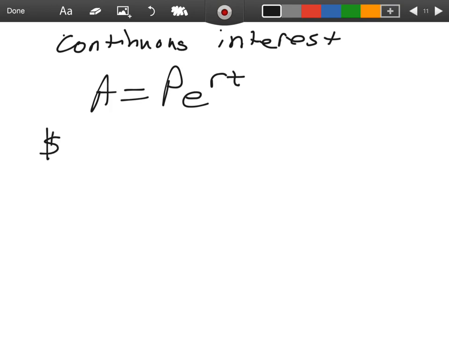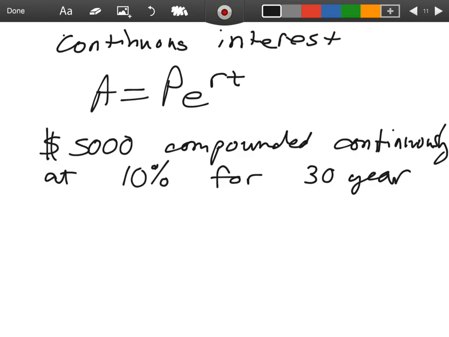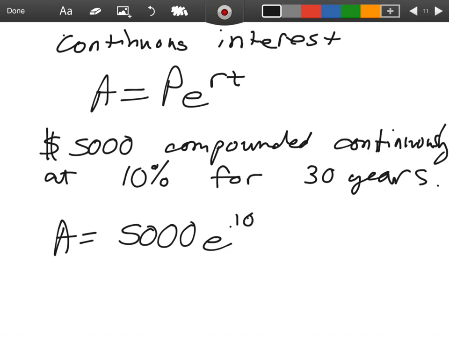So let's say I have $5,000 compounded continuously at 10% for 30 years. Okay, longer amount of time, higher interest rate, compounded continuously, we're going to end up with quite a bit of money. If we put that in, we get $5,000 times e to the 0.10 times 30. Make sure to put parentheses around that.